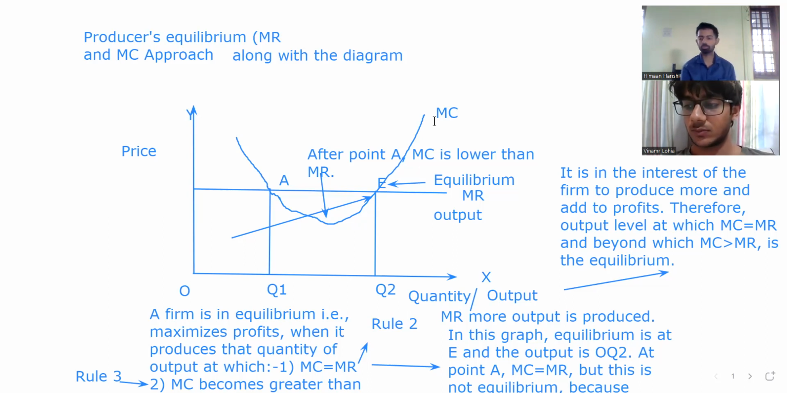So we have completed the producer equilibrium for the profit maximization goal under the TR and TC approach along with the diagram, and the MR and MC approach along with the diagram. So what do we do in the next session?